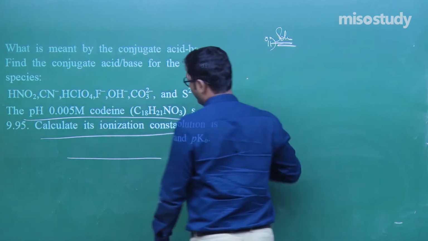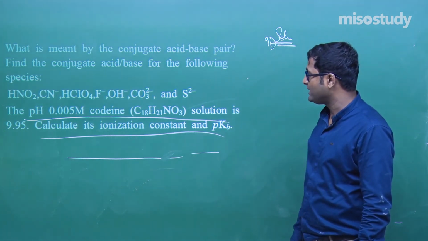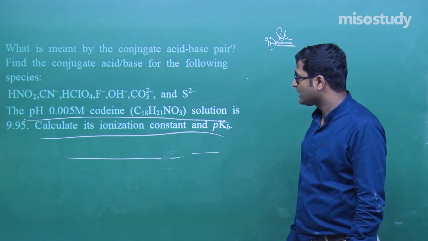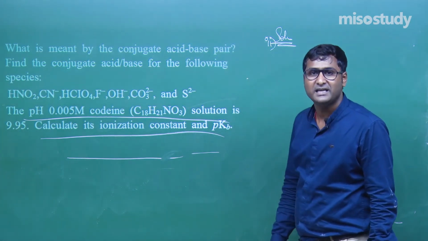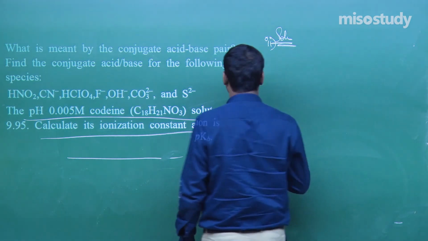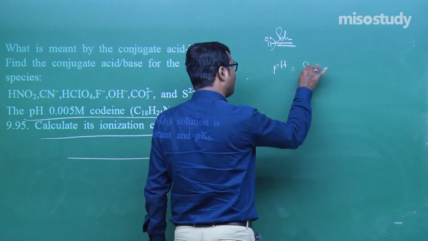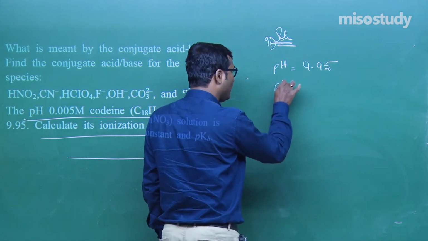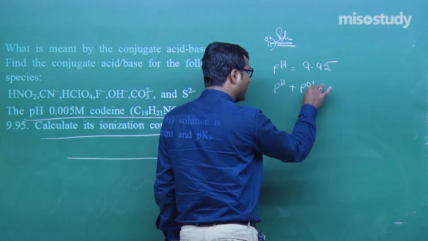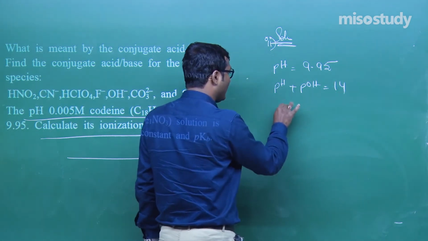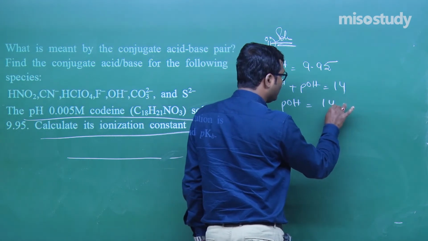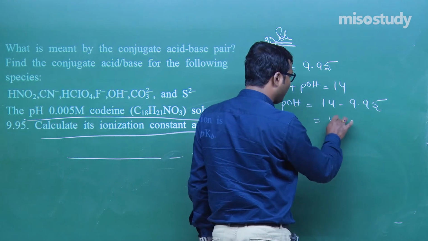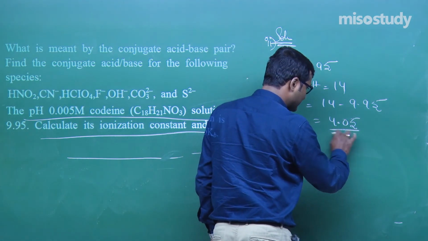This is the solution. The pH of 0.005 codeine solution is 9.95. The pH is given. Yes sir, definitely. We know pH plus pOH is equal to 14. What is pOH? 14 minus 9.95. Clear to you? It is around 4.05. Yes, definitely.